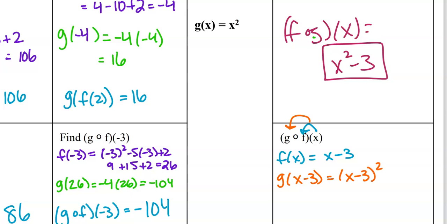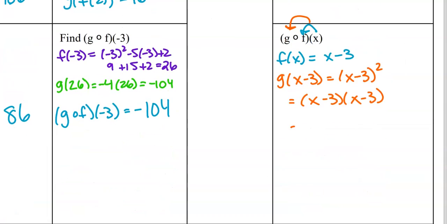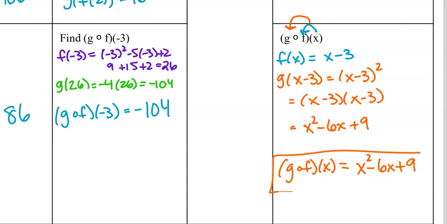Ooh. So what do we get to do? FOIL. Yes. We get to write it out twice. Anything squared means it's being multiplied by itself. So we should get x squared minus 6x and then plus 9. So g of f of x is x squared minus 6x plus 9. So you're going to change your x's to entire functions. This is what's going to happen.